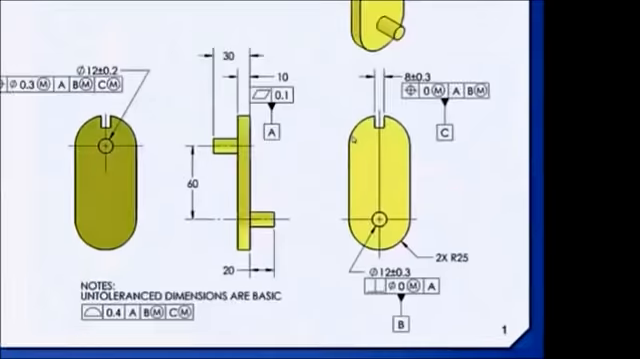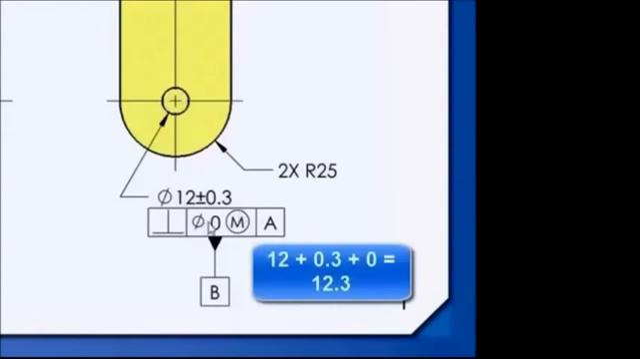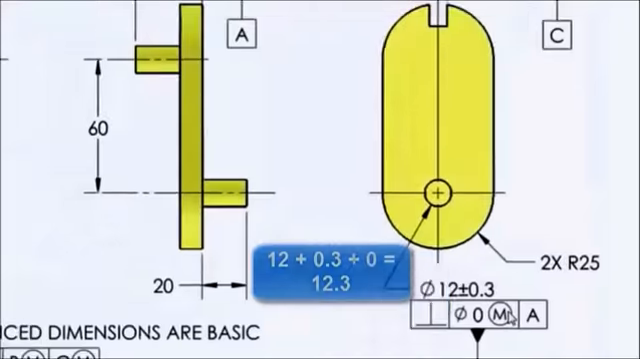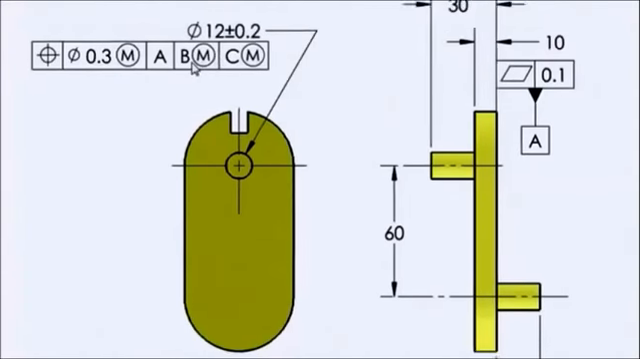What is its maximum material boundary? Well, it would be the largest that this boss can be plus its relationship back to A, or its perpendicularity, which happens to be 0 at the largest size in this case, which makes the calculation easier. To understand, though, what this M after the B means or does, it often helps to imagine a hard gauge.